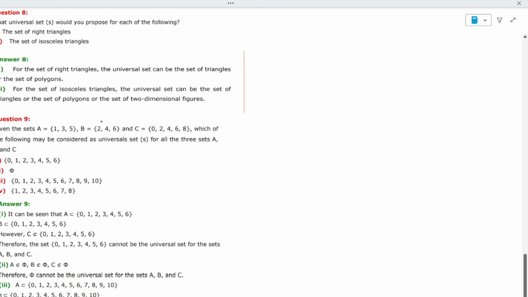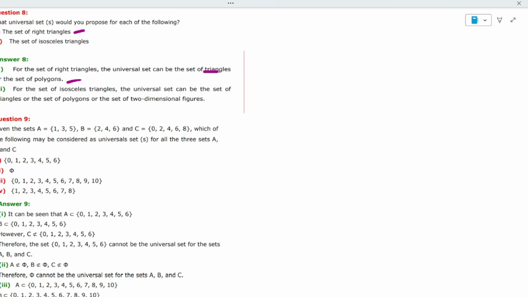Now let's see the eighth question. What universal set would you propose for each of the following? The set of right triangles. For the right triangles, the universal set can be the set of triangles or the set of polygons.